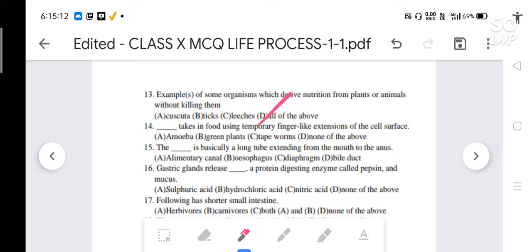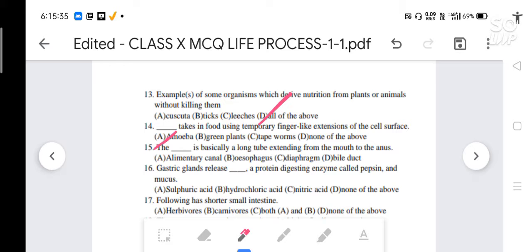Which of the following takes in food using temporary finger-like extensions of the cell's surface? Simply finger-like extensions, like in amoeba. Amoeba is the right answer. I explained that amoeba takes food with the help of pseudopodia. That finger-like projection is called pseudopodia.